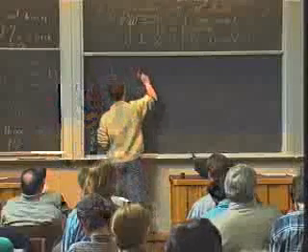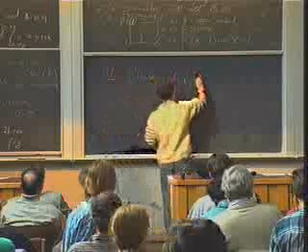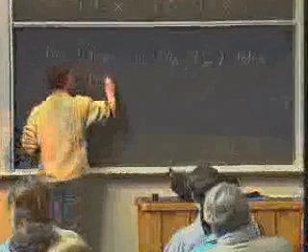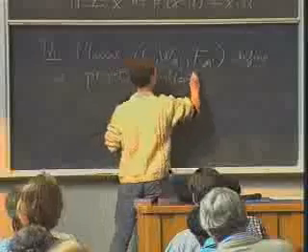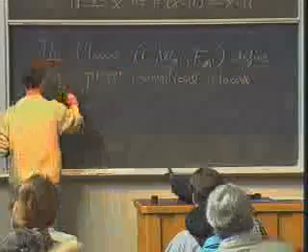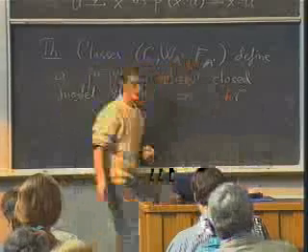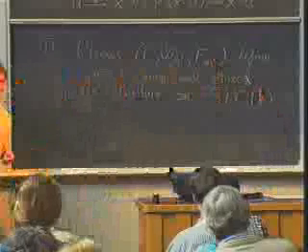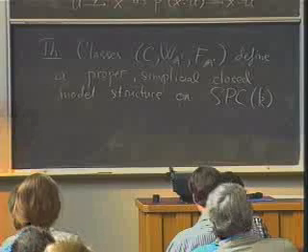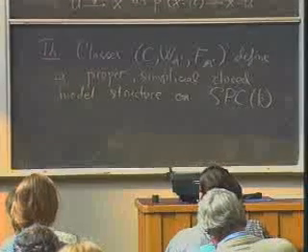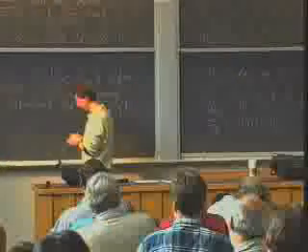Theorem. Classes C, W A1, F A1 define a proper simplicial closed model structure on the category of spaces over T. I have to specify exactly where the simplicial structure comes from. What I want to say with the theorem is that there exists a simplicial internal Hom object, basically. I don't honestly remember exactly the definition of simplicial, but I know that it's true.